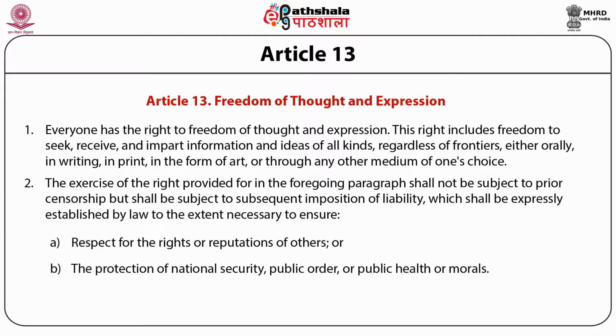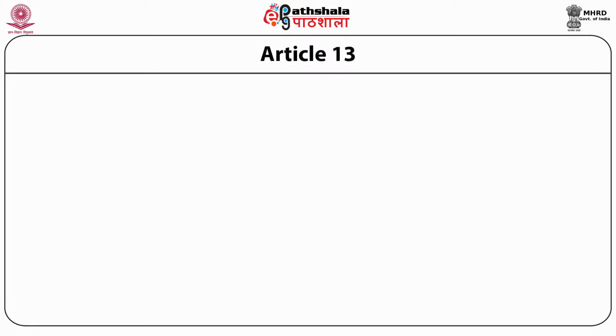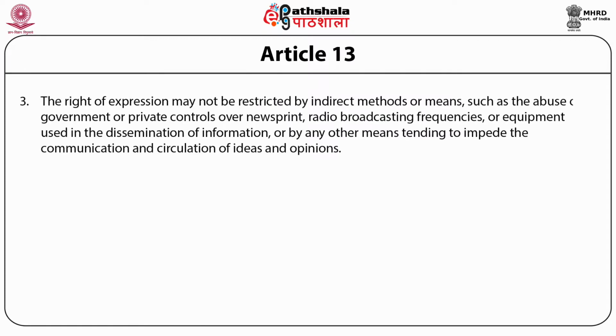The real key takeaway from Article 13 of the American Convention is that there is no prior censorship as a general rule, and only in the interest of defamation or national security, public order, public health or morals can there be prior censorship. Article 13 continues: the right of expression may not be restricted by indirect methods or means, such as the abuse of government or private controls over newsprint, radio, broadcasting frequencies or equipment used in the dissemination of information, or by any other means tending to impede the communication and circulation of ideas and opinions.